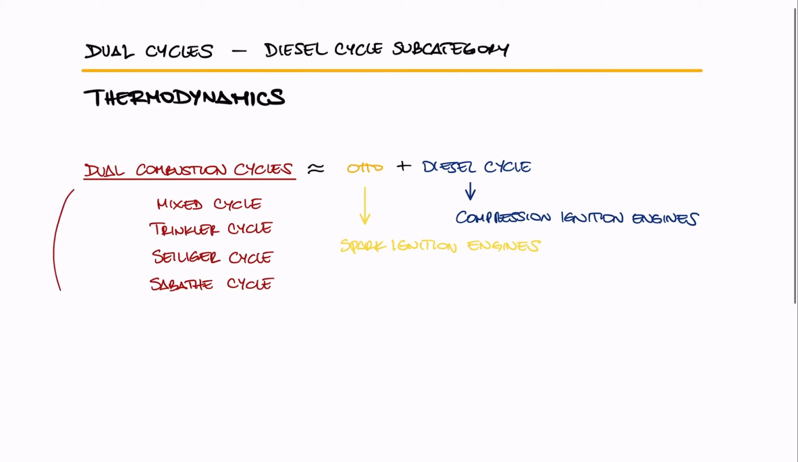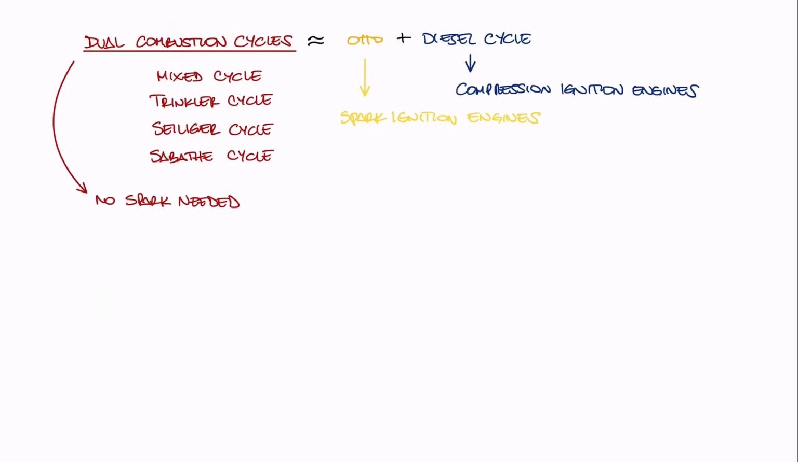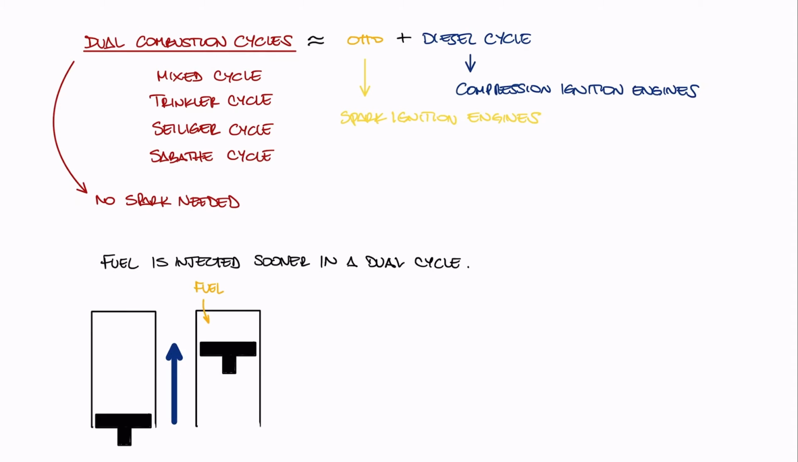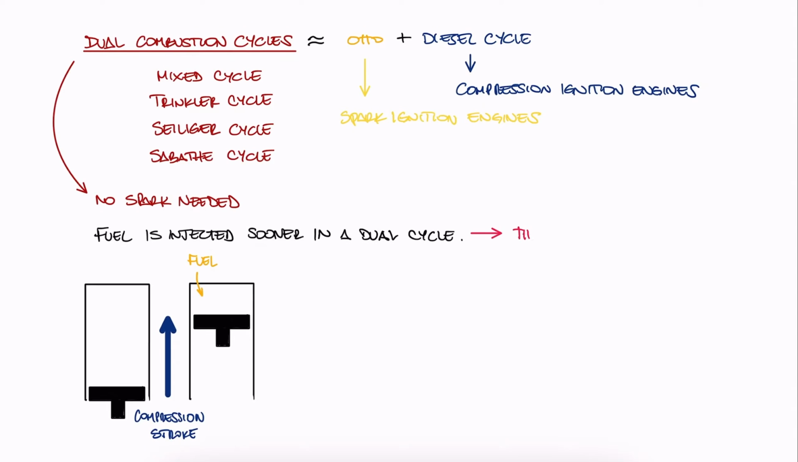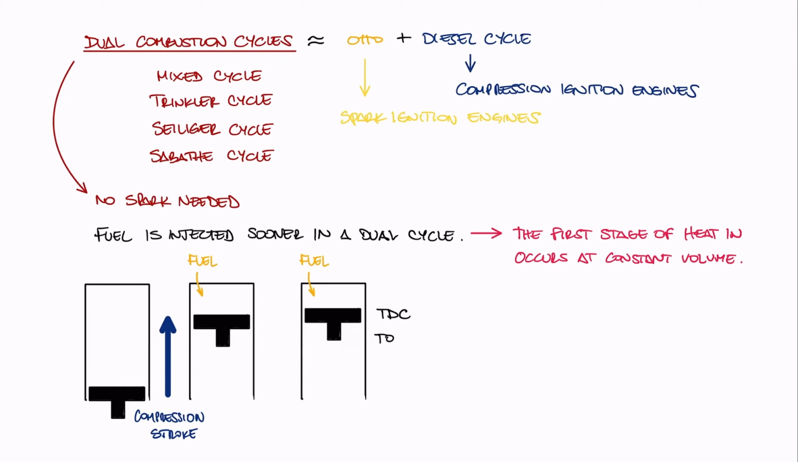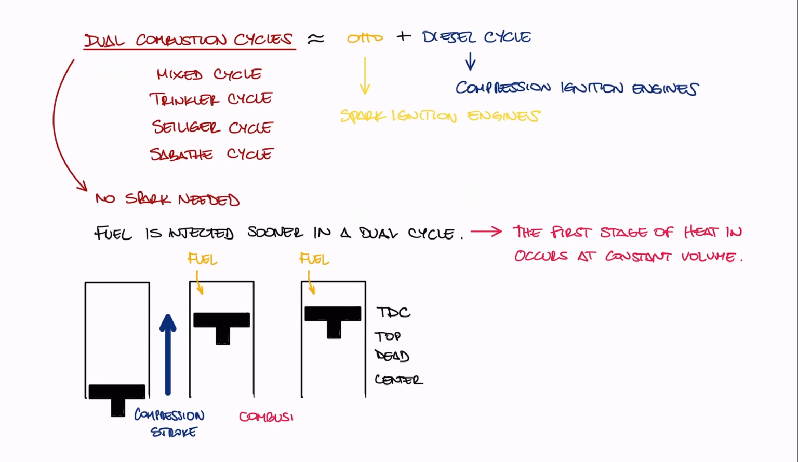Because there is no spark involved in the dual or mixed cycles, they are usually categorized as a more modern variation of a diesel engine. Fuel is injected into the combustion chamber much sooner in a dual cycle than in a regular diesel cycle. For this reason, since fuel starts to ignite late in the compression stroke, part of the combustion happens almost at constant volume. Before the piston reaches TDC, fuel starts to come in, and for a short period of time it ignites while the piston is almost still.